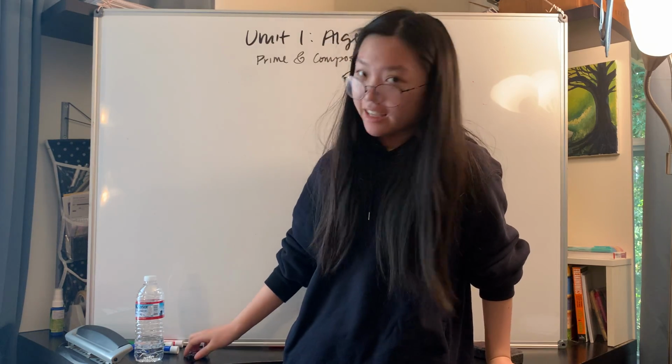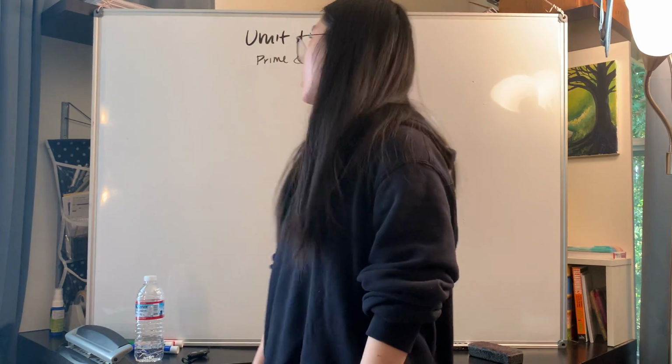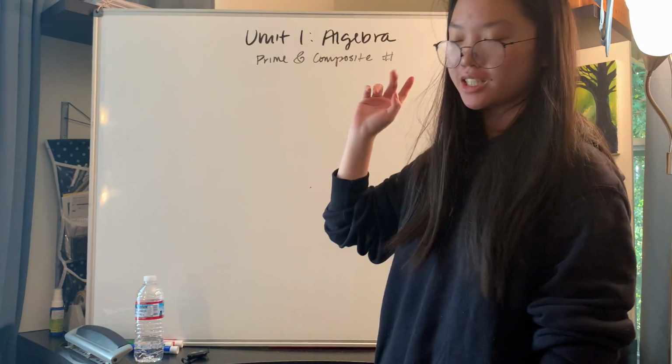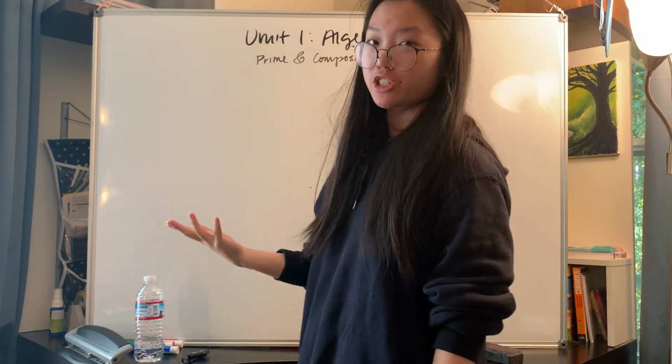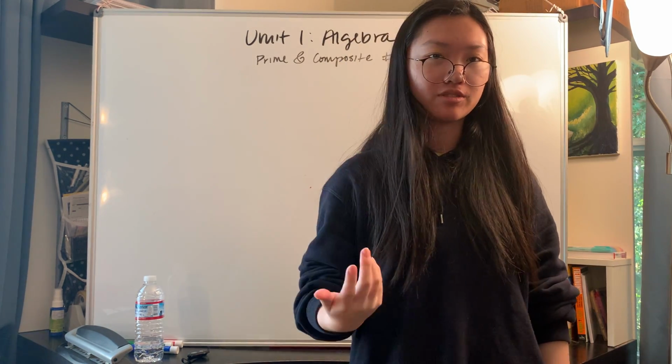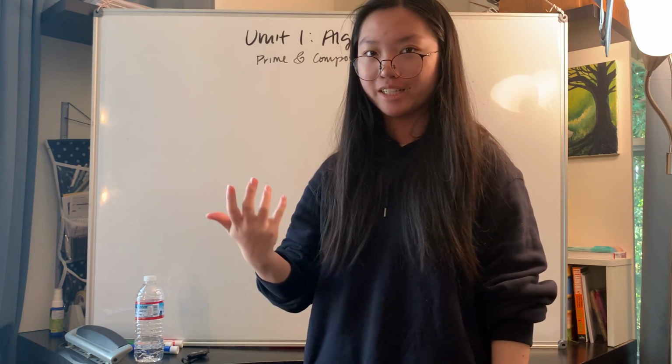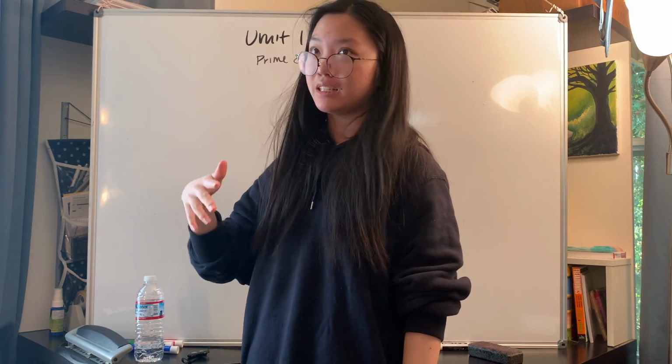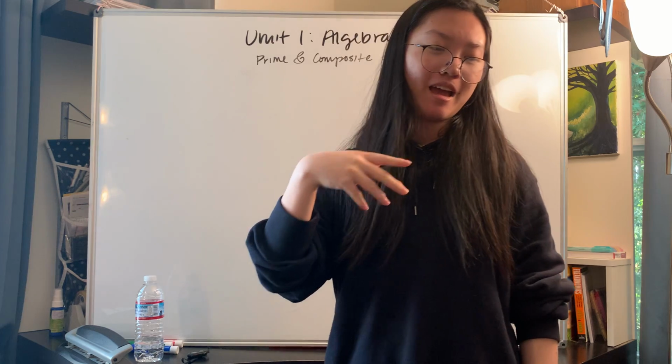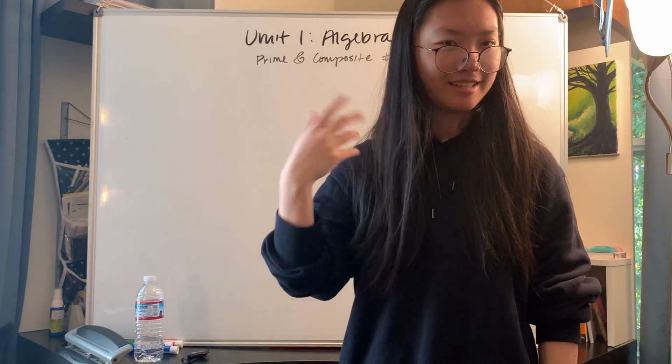Hello everyone, today, or at least this week, we're going to be talking about prime and composite numbers. Quick definition: a prime number is only divisible by itself and 1. Composite numbers are divisible by multiple numbers other than 1 and itself.